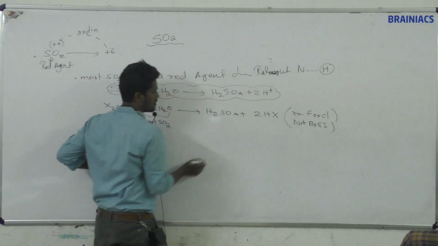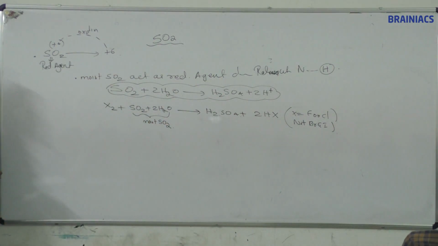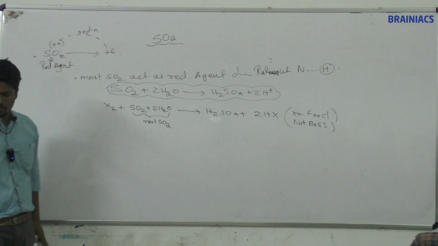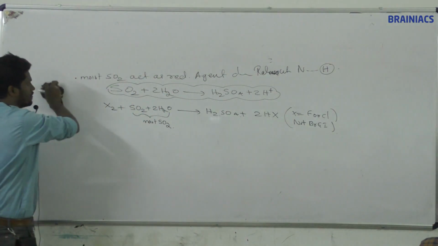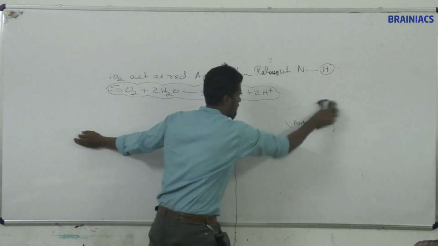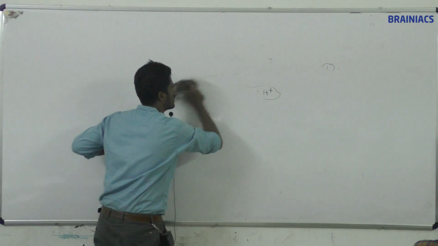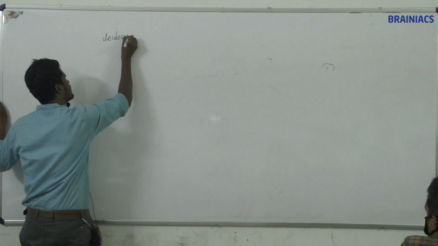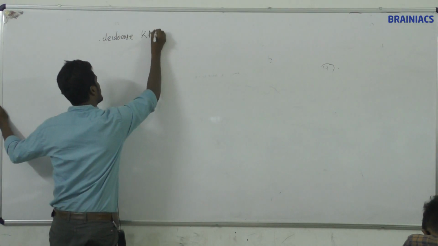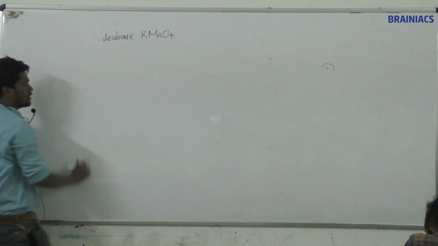H2SO4 plus 2HX. So it acts as a reducing agent. It can decolorize water, and it can decolorize KMnO4.